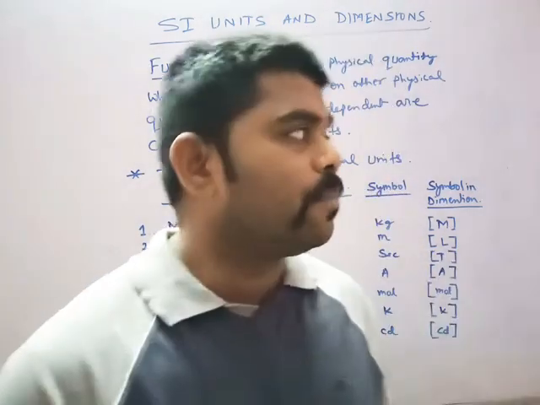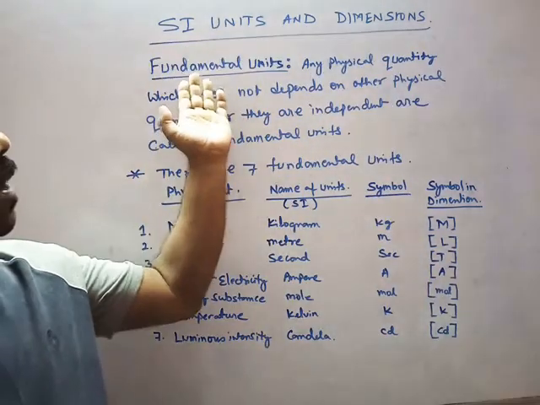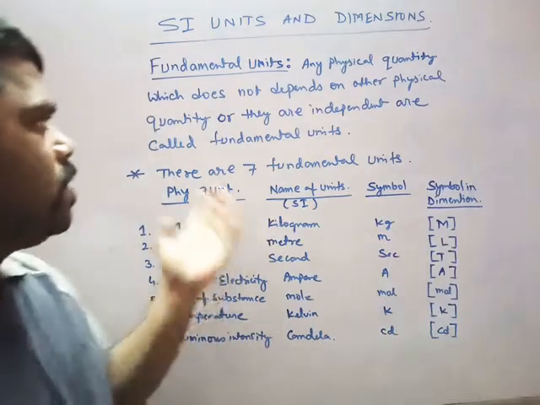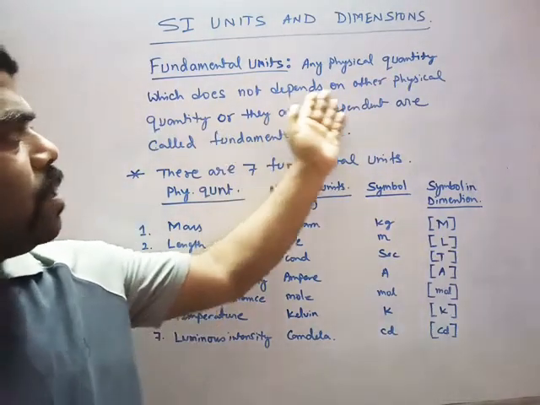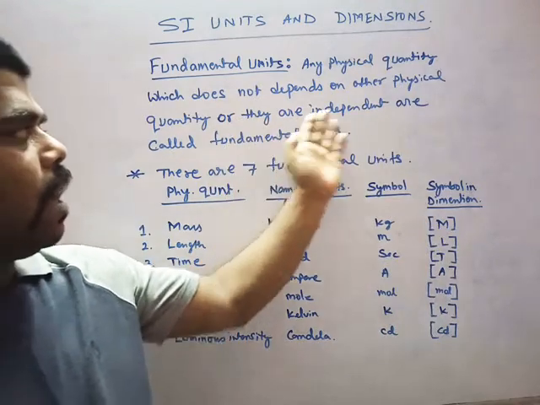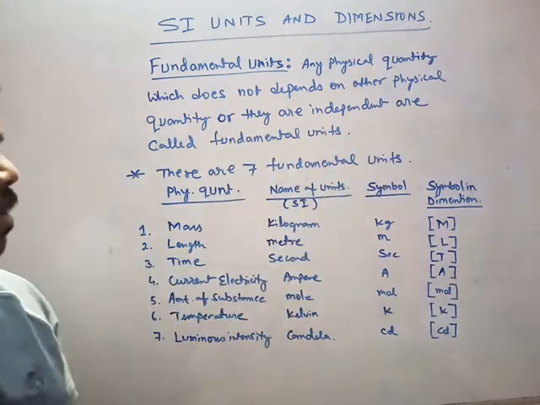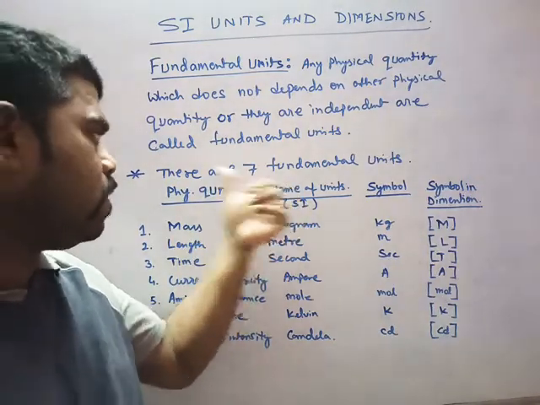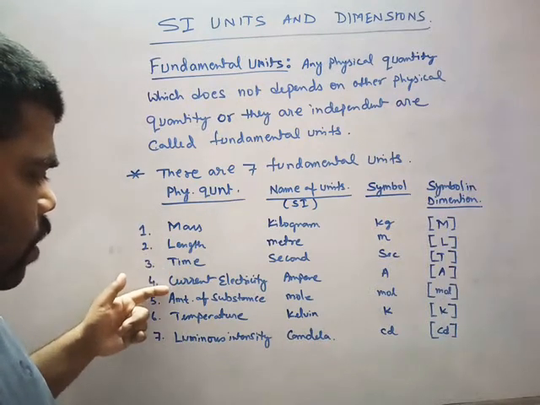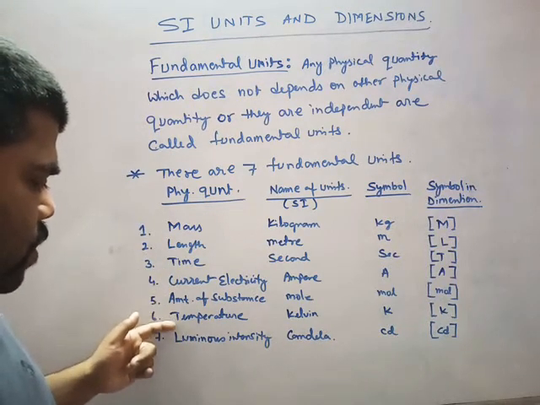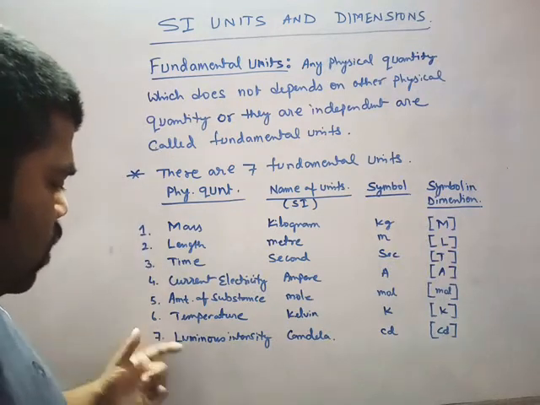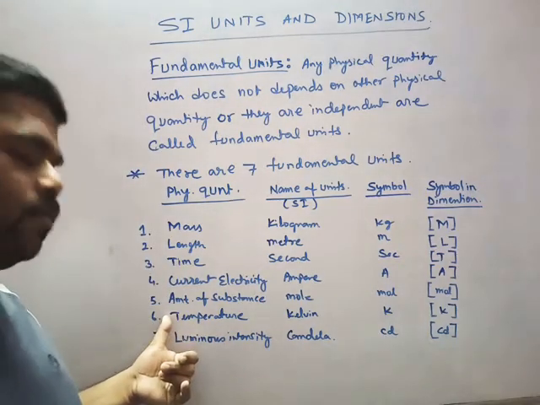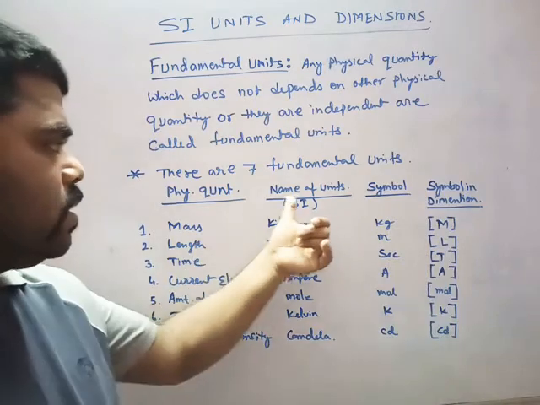So first let me discuss these SI units. Units are divided into fundamental and derived units. So what is fundamental? A physical quantity which does not depend on any other physical quantity, or is independent, is called a fundamental unit. There are 7 fundamentals. Keep it in mind, you have to learn them: mass, length, time, current, amount of substance, temperature, and luminous intensity. Out of all 7, luminous intensity we rarely use up to class 12, but we have to use all the others.